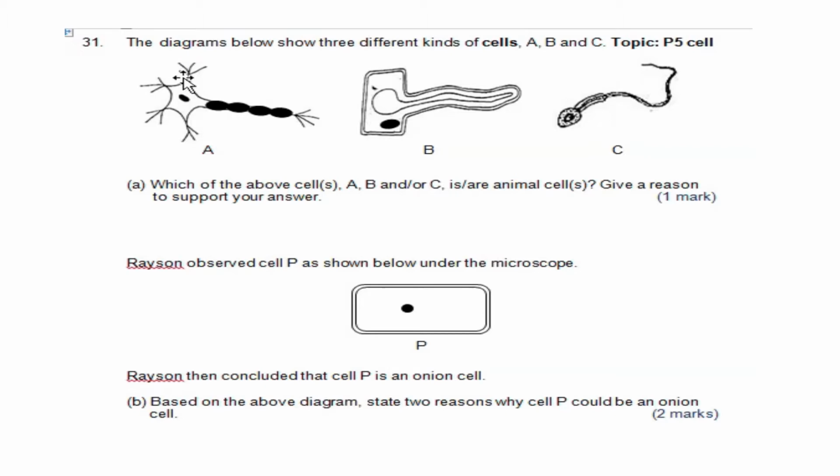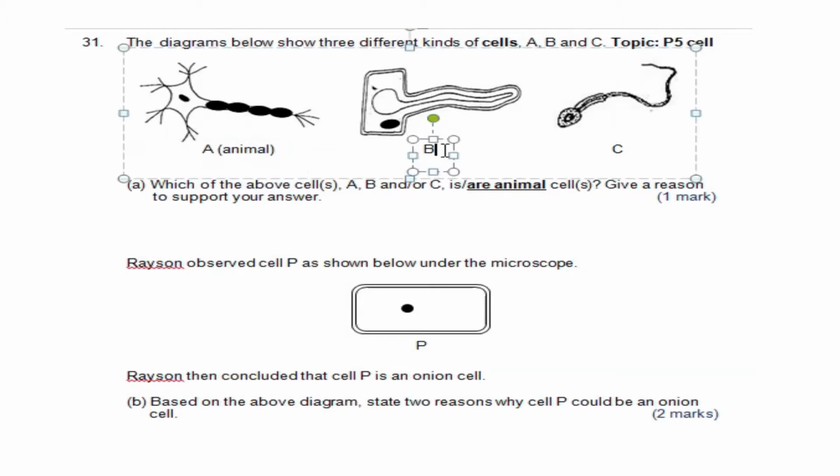Now, if you take a look here, they ask you which of the above cells, A, B, or C, are animal cells. So right now, I'm looking for an animal cell. Ask yourself, animal cell, do they have cell wall? Definitely not. So we need to look at something that has no cell wall. So here, A, does it have a cell wall? No, there's only one layer here. So A is definitely not an animal cell because it doesn't have a cell wall.